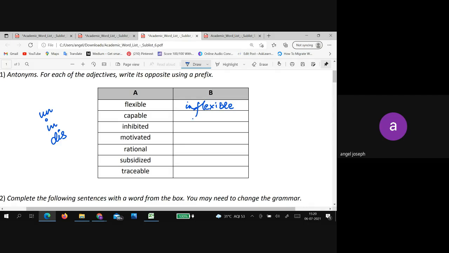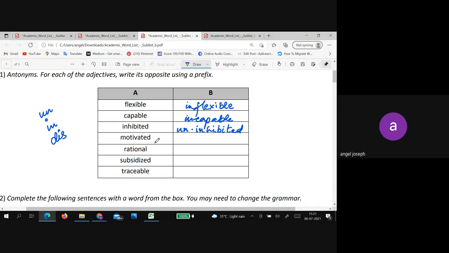Capable becomes incapable. Okay. Inhibited. Uninhibited. Yes, Nitu, that is correct. Okay. Motivate. When we say exhibited, is that a different meaning? Exhibit is to display out. Inhibit is, I have an inhibition.